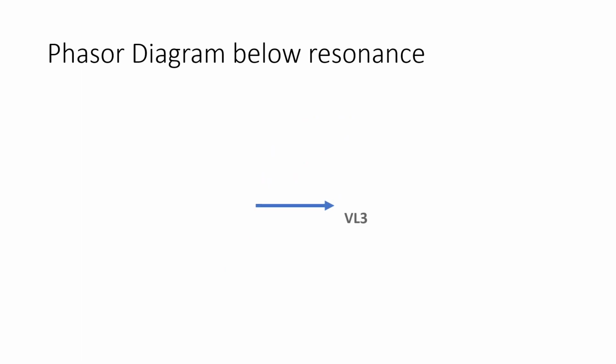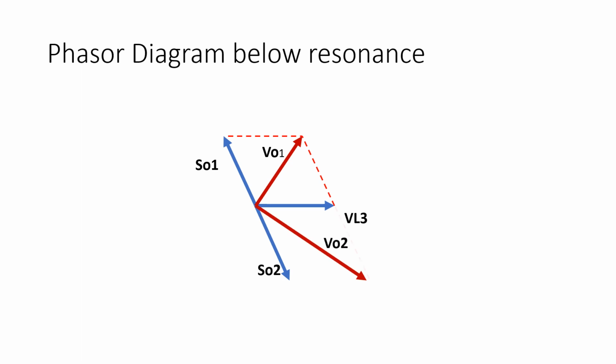This is the phasor diagram for the situation below resonance. Means when the FM signal frequency is less than the carrier frequency. So we can see in the phasor diagram that S01 is less than S02, which will result in V02 greater than V01, which makes V0 less positive, or sometimes it may be negative.